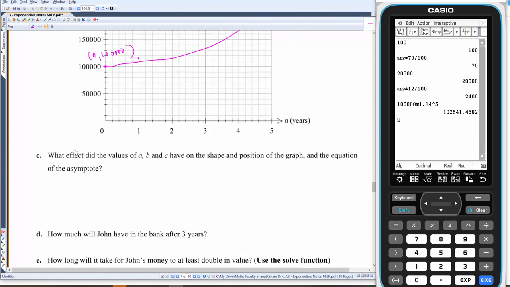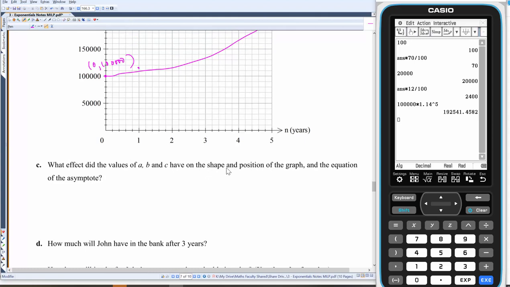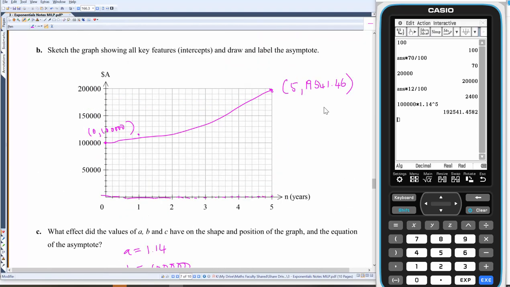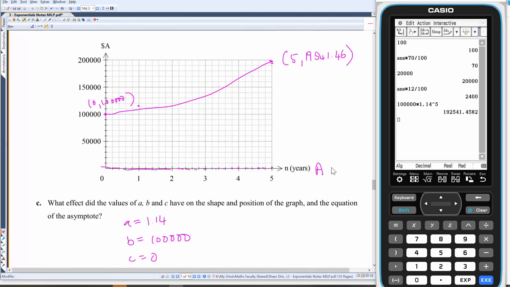So what effect did A, B, and C have on the shape and position of the graph and the equation of the asymptote? All right, our A value was 1.14. Our B value was 100,000, and our C value, it didn't go up or down, it was 0. Okay, our asymptote, because it didn't go up and down, would still be along this line here, where our asymptote equation is A equals 0. Note the context here, we've been using Y equals 0, but this one here is A equals 0.